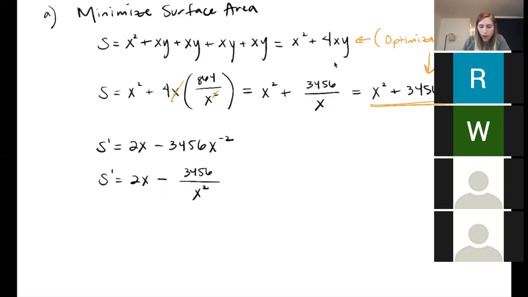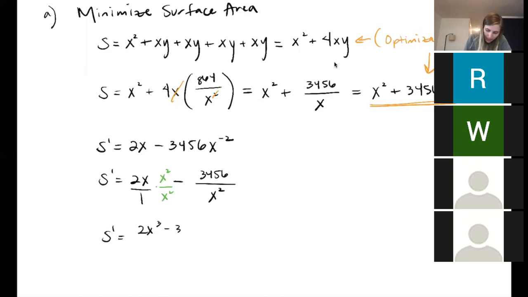So we'll get our common denominator by multiplying the 2x by x squared over x squared, right? That version of 1. Okay, so that's just rewriting the derivative.